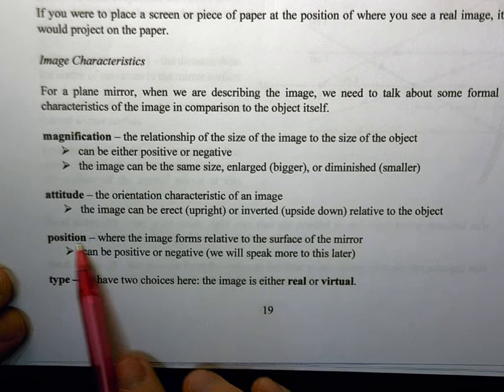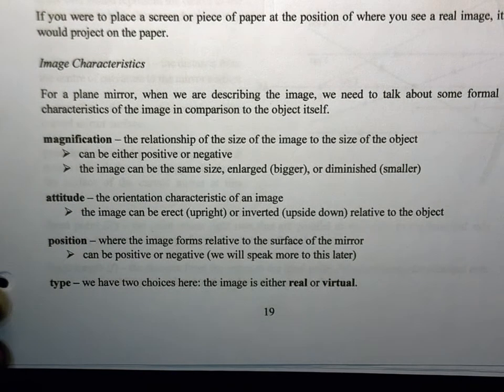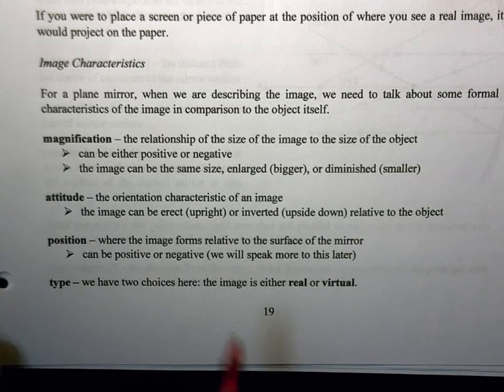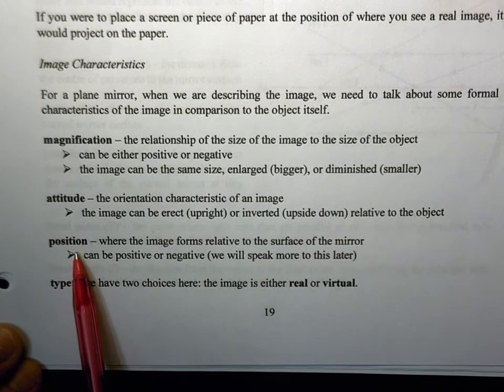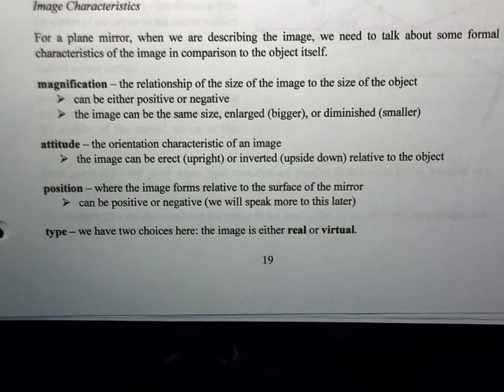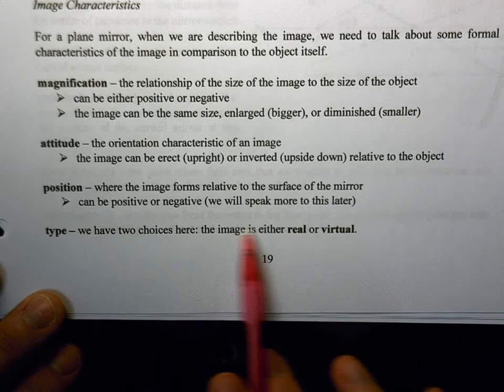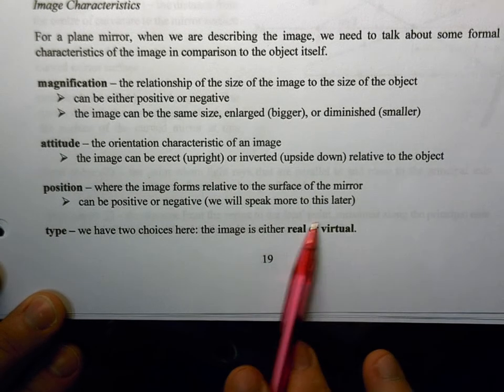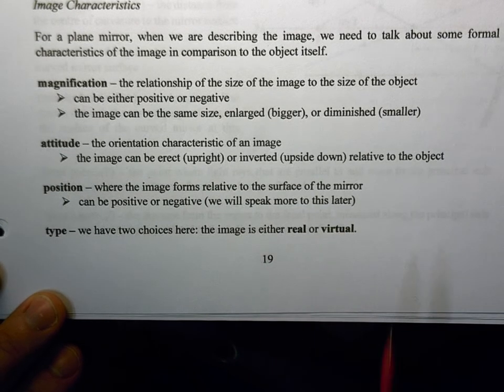Position actually just tells us where physically relative to our mirror that object happens to be. Is it 5 centimeters in front of the mirror? Is it 10? This is something we're going to talk about more in depth when we start doing the math. And then the type of image, we just discussed this part. Is it a real image? Is it a virtual image? This is something that's going to be easier to see when we start doing the math and when we do the ray diagrams.